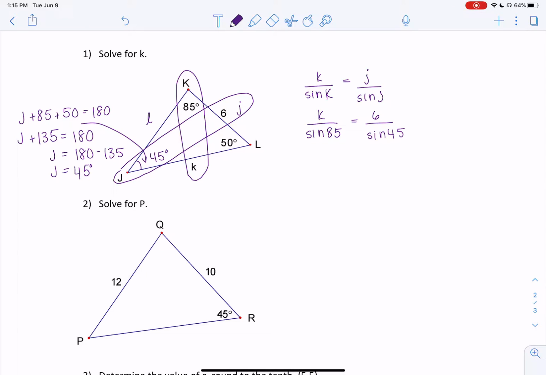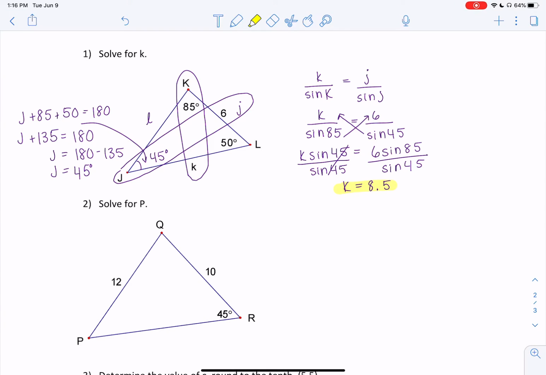Next, because we have a fraction equaling a fraction, I'm just going to cross multiply. So we'll have k sine 45 is equal to 6 sine 85. And now to get k all by itself, we're just going to divide out that sine 45 again. So that will just give me 6 sine 85 divided by sine 45 gives me that k is 8.5. And that's our final answer.